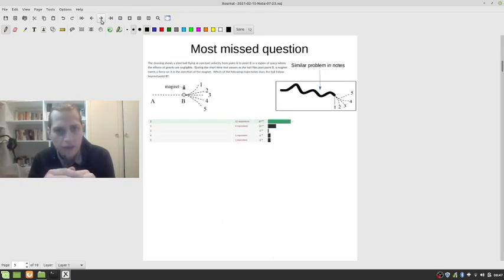The problem that the most people got wrong was this one. It says the drawing shows a steel ball flying at a constant velocity from point A to point B in a region of space where the effects of gravity are negligible. During the short time that passes as the ball flies past point B, a magnet exerts a force on it in the direction of the magnet. Okay, so right here there's a kick where the force is going from the ball to the magnet. And it says, which of the following trajectories does the ball follow beyond point B?